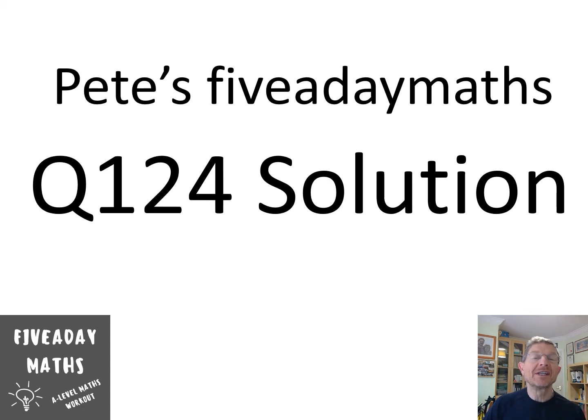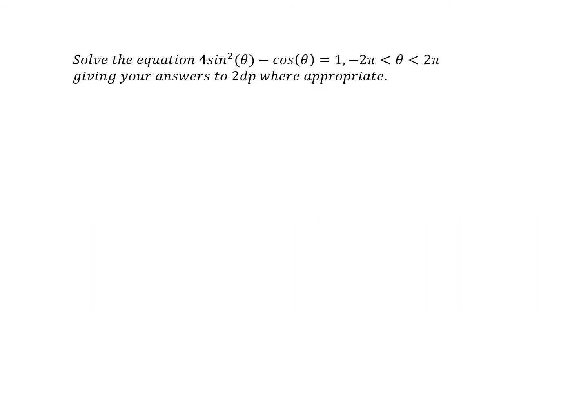So this question is applying radians to a trig equation. The first thing to realize is that it's a quadratic equation, but we've got a mixture of sine and cos here. So the first thing I need to do is get it into a form that we can actually solve it as a quadratic.